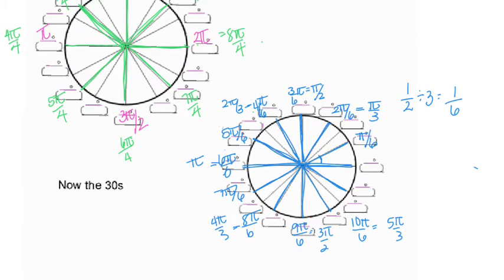And then, 11 pi over 6. And then 12 pi over 6, which is 2 pi. So they follow a nice little pattern. And you don't have to worry too much about memorizing them, because if you memorize the fourths and the sixths, you could count them all the way through.